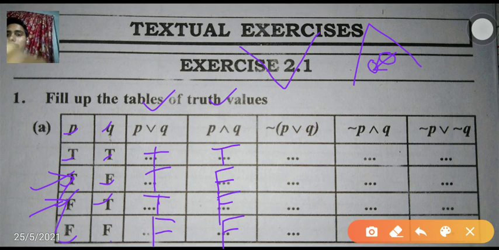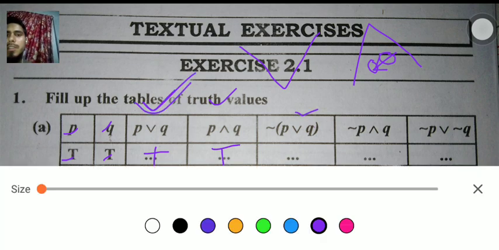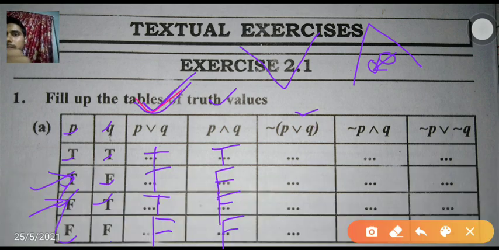Okay, next you see here negation of p disjunction q. Where is p disjunction q? This is our p disjunction q. Here, negation is very easy. Here it is true, so it will become false. Just opposite. Here it is true, third row, sorry, so it is false here, and here it is false, so it will become true here.